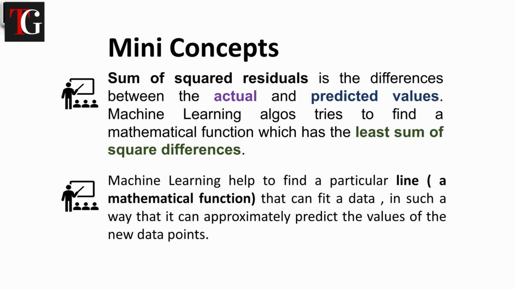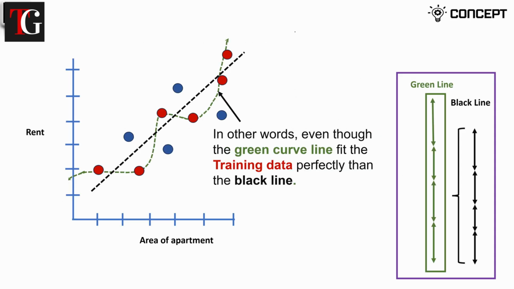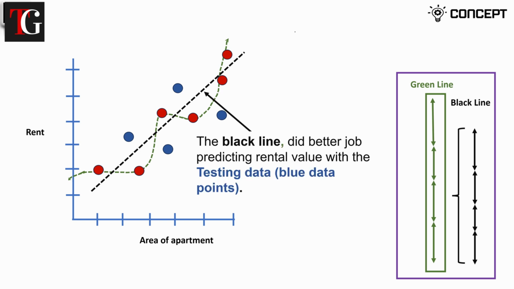Machine learning helps to find a particular line or a mathematical function that can fit a data in such a way that it can approximately predict the values of the new data point. In other words, even though the green curve line fits the training data perfectly, the black line did a better job in predicting the rental values with the testing data, which is represented by blue dots.